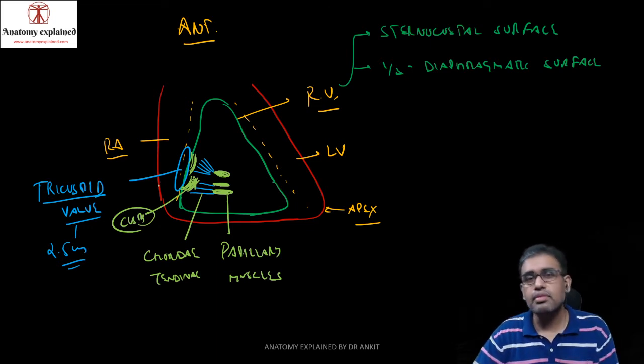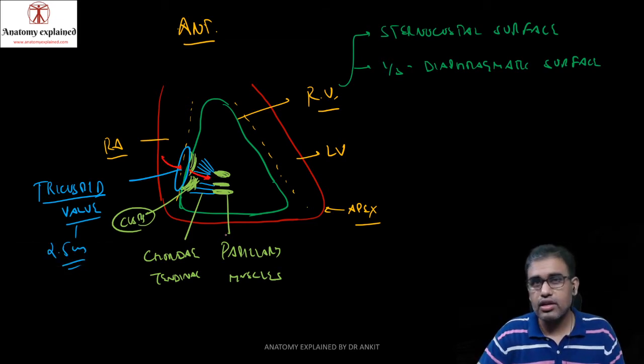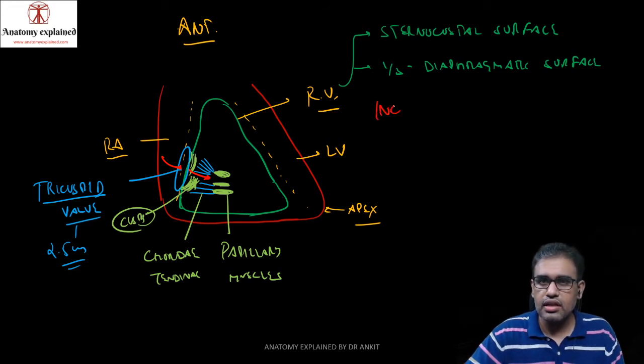This is the incoming channel by which the blood from the RA is going into the RV. So this is the direction by which the blood goes from RA to RV. This incoming channel is obviously roughened, and this incoming roughened area in the right ventricle is known as trabeculae carneae. So this is the incoming part.